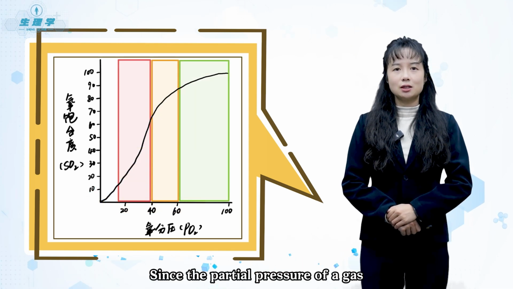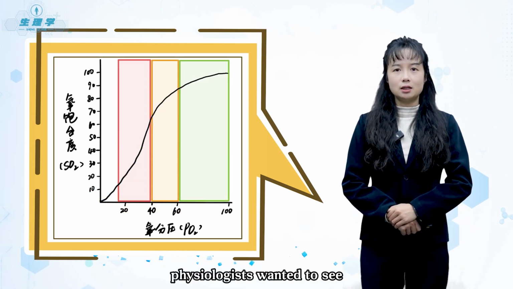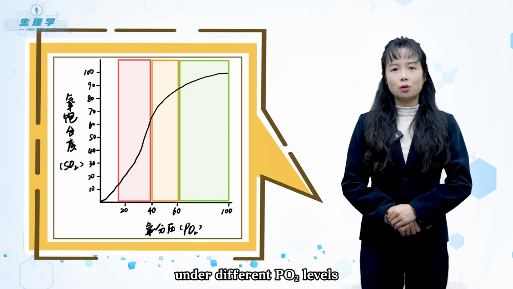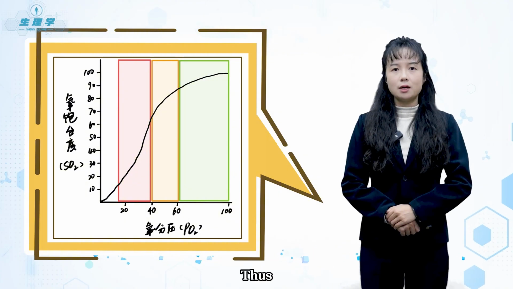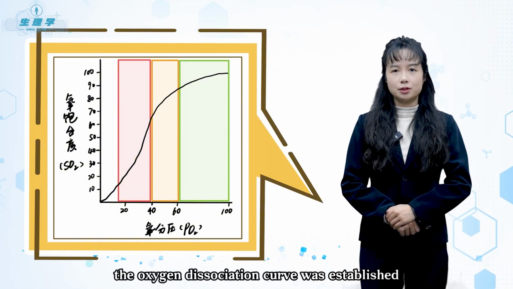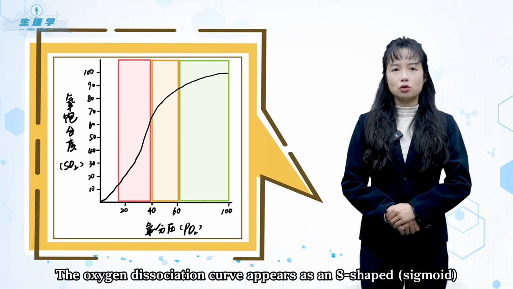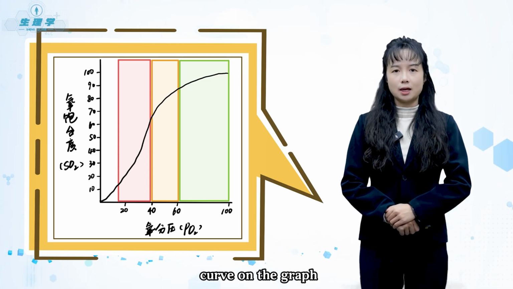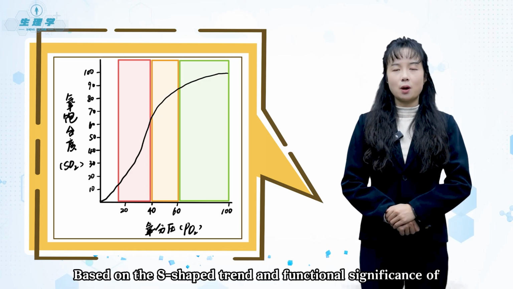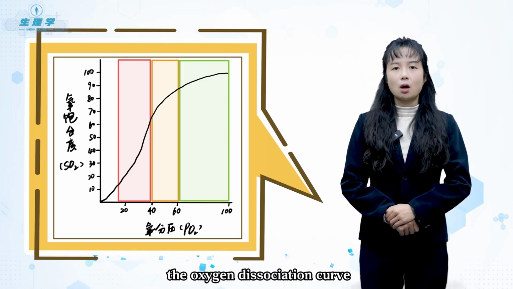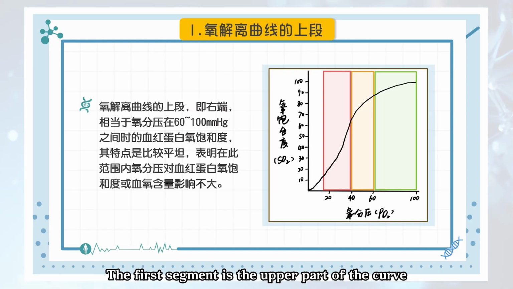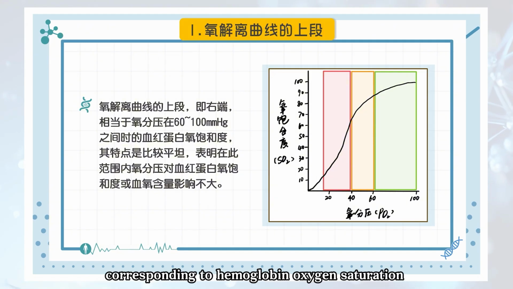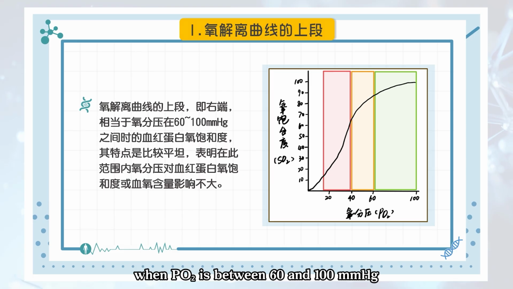Since the partial pressure of a gas is the driving force for gas exchange, physiologists wanted to see, under different PO2 levels, whether hemoglobin tends to release oxygen molecules or bind with them. Thus, the oxygen dissociation curve was established. It appears as an S-shaped, sigmoid, curve on the graph. Based on the S-shaped trend and functional significance, we artificially divide the curve into three segments. The first segment is the upper part of the curve, i.e., the right portion, corresponding to hemoglobin oxygen saturation when PO2 is between 60 and 100 millimeters of mercury.